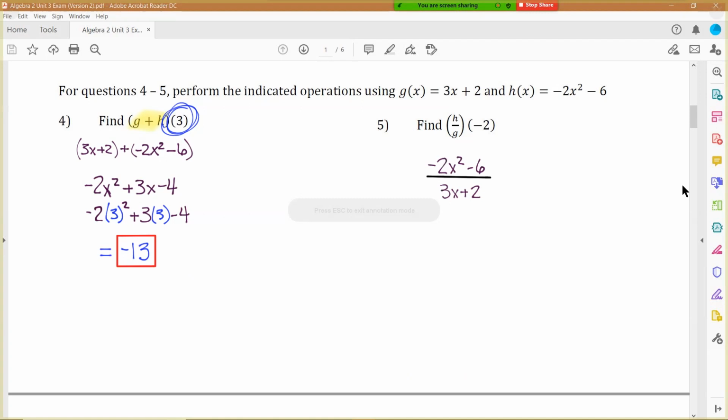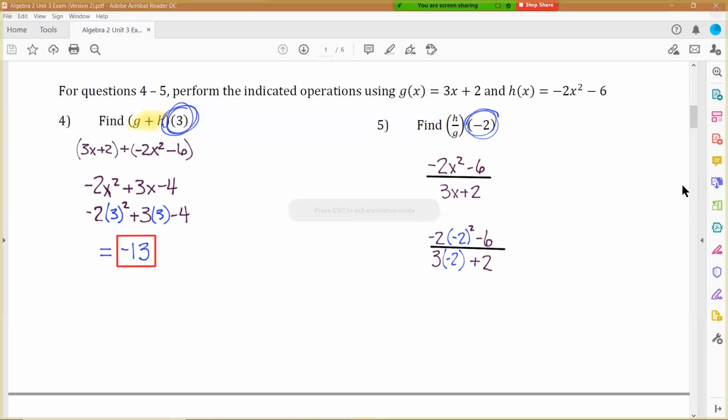That part's already done. Now I have to do something with this negative 2 that's sitting out here. What am I doing with it? Plugging it in. So I'm going back, negative 2, and then in parentheses, I'm plugging in negative 2 squared minus 6. And then in the denominator, 3 times negative 2 plus 2.